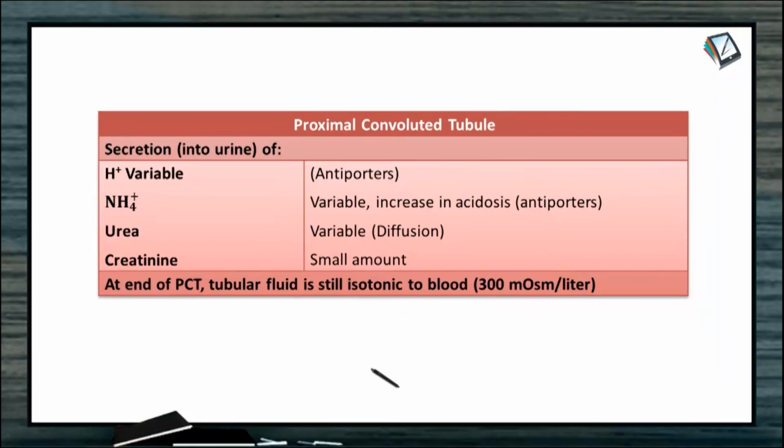After the reabsorption of various substances, the proximal convoluted tubule secretes H+ ions through antiporters and ammonium ions through antiporters in variable amounts, whereas urea and creatinine are secreted out in small amounts through diffusion. At the end of the PCT, the tubular fluid is isotonic to the blood, which is 300 milliosmoles per liter.